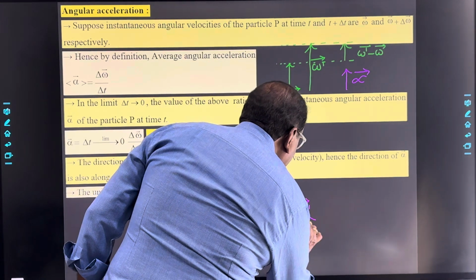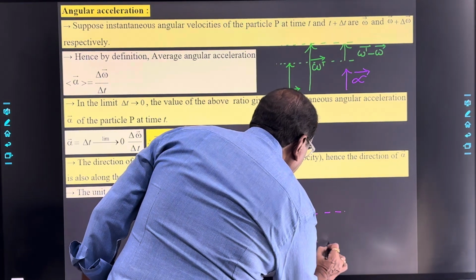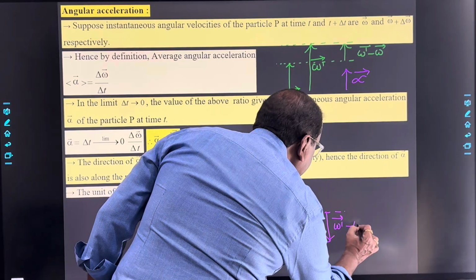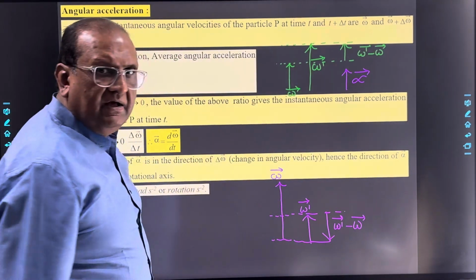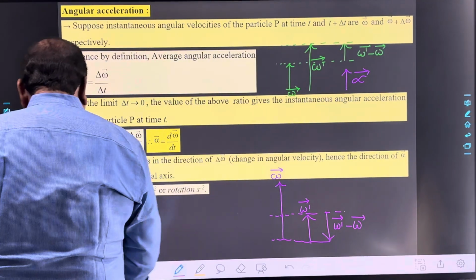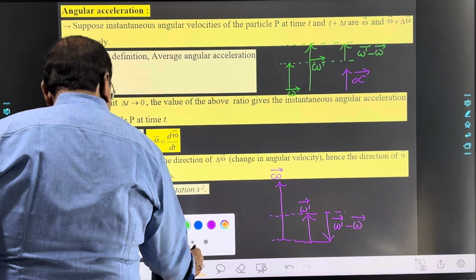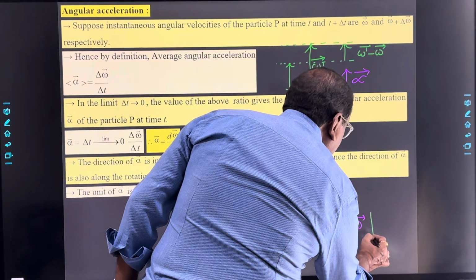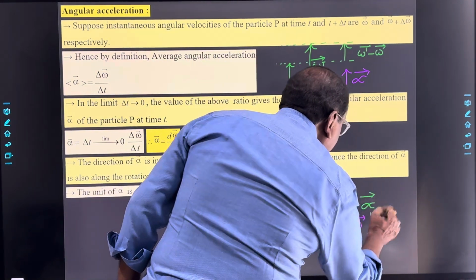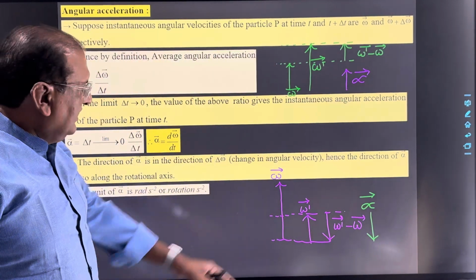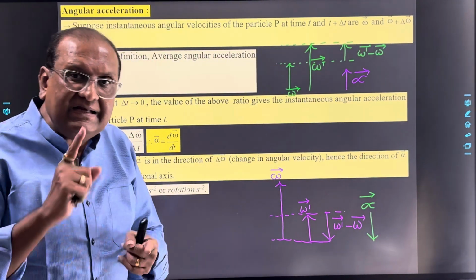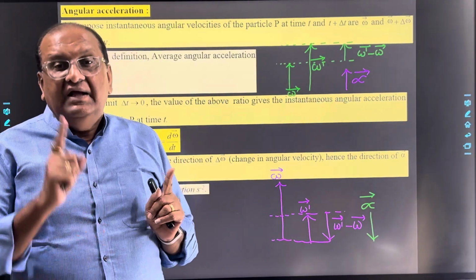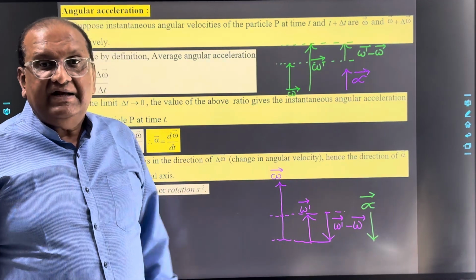It implies that this will be your omega dash minus omega. So in this particular case, the change in angular velocity is downward, so your alpha will be in the downward direction. Here your alpha is not in the direction of angular velocity, but it is in the direction of change in angular velocity. Clear to all of you?